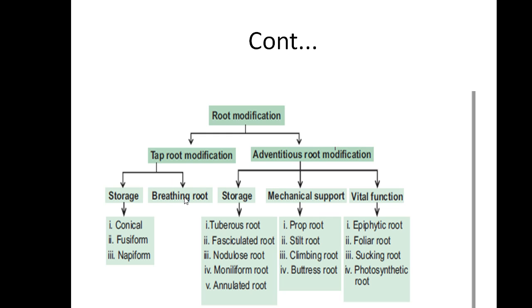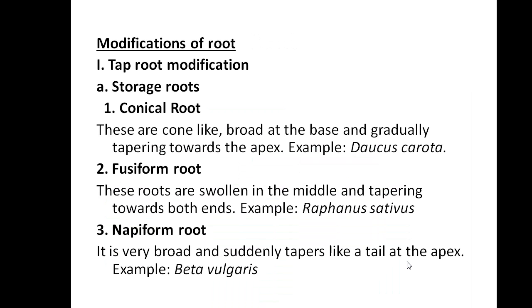That is taproot modification. Breathing root means Avicennia, I told you, the plant which grows under saline water. That I will explain to you. Next, storage. These are all the things we will see in detail. Adventitious root modification: storage, mechanical support, vital function. Tuberous root, fasciculated root, nodulose root, moniliform root and annulated root. Next, prop root, stilt root, climbing root, buttress root, epiphytic root, foliar root, sucking root, photosynthetic root.